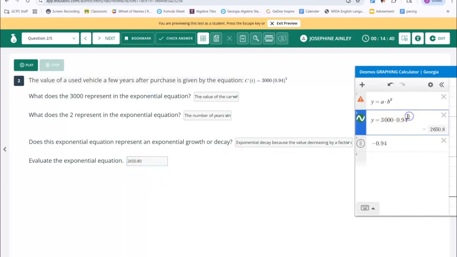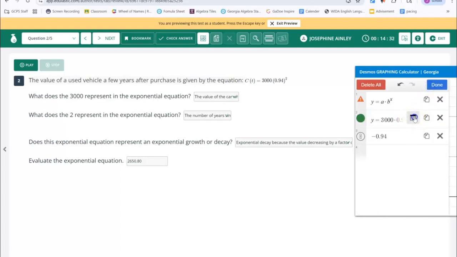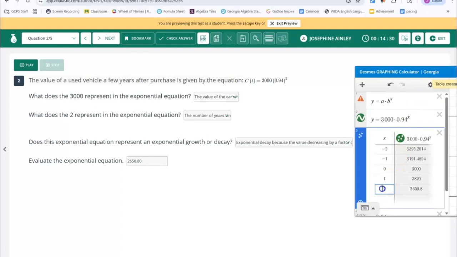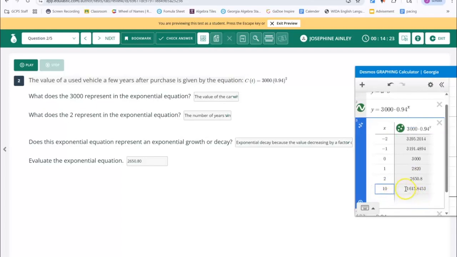If I had not typed it in exactly, and let's just say it told me to evaluate it at a different number, so I didn't know what number it was telling me to evaluate it at, I'd make a table, and I can evaluate it for any number. So 2 is what we just talked about, but I can also evaluate it for 10. So I can come here and type 10, and that's what it is.